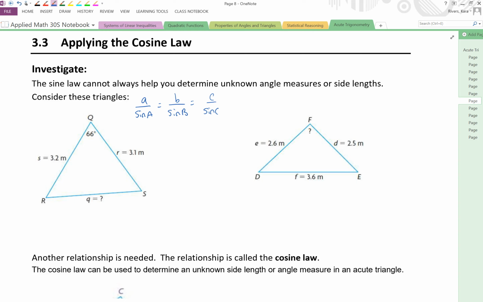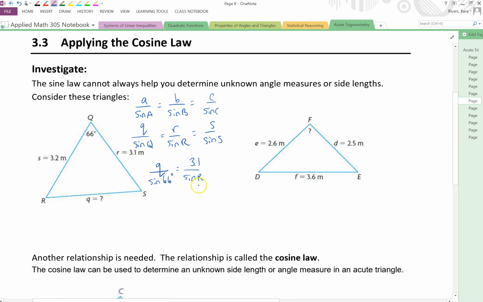Now let's substitute our information. I'm going to do it for the whole thing just to see what we have here. For a, let's use q. If you want, you could rewrite this as q over sine Q, then r over sine R, and s over sine S, just because that's going to make a little bit more sense. So q I don't know, I'll leave that there, but I know angle Q is 66 degrees. r is 3.1, but I don't know angle R.